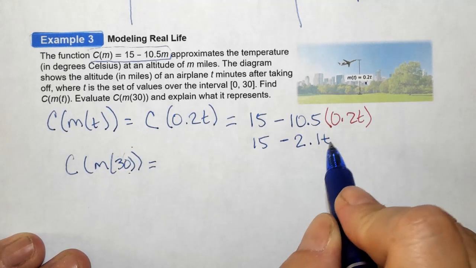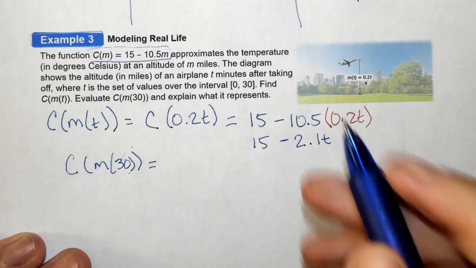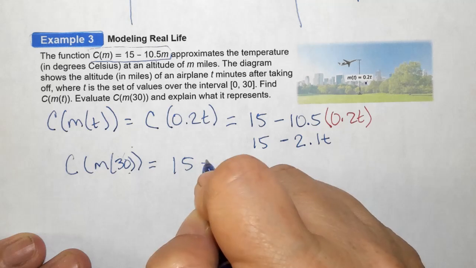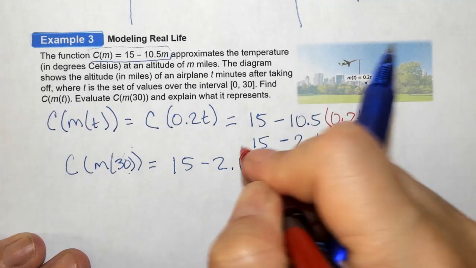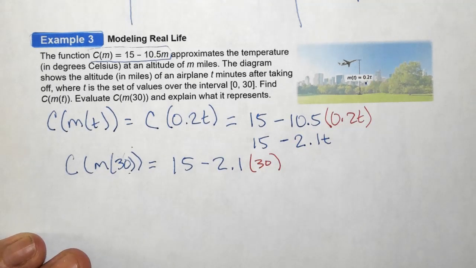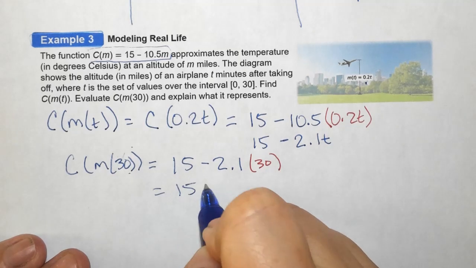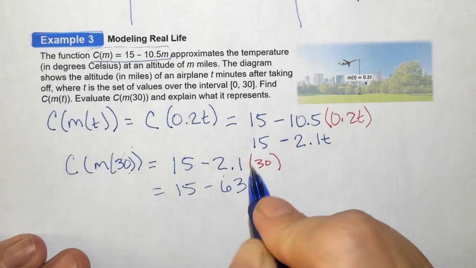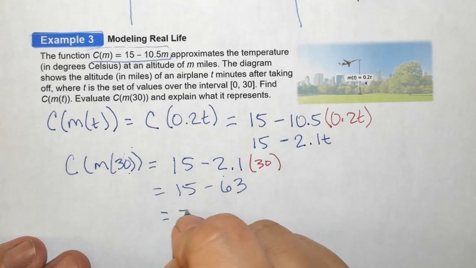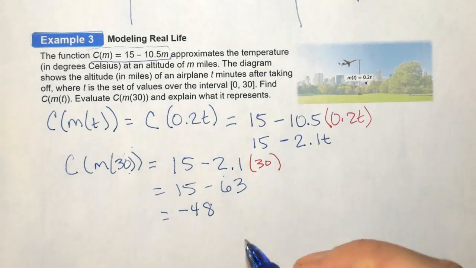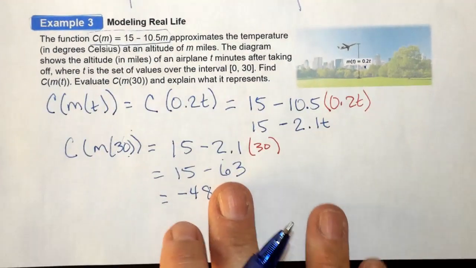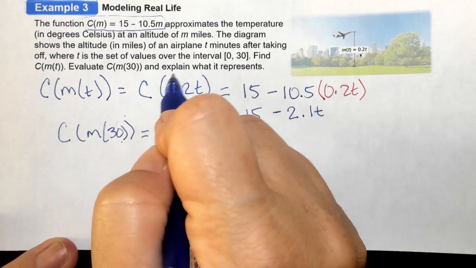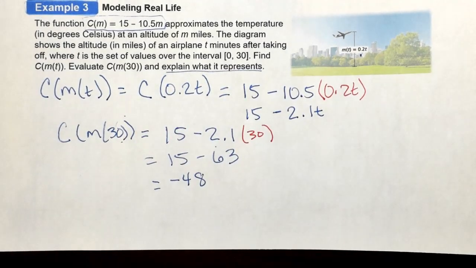All right, so remember, we're plugging in 30 for t, okay? So we have 15 minus 2.1, but instead of t, we're plugging in 30. And we're going to simplify. So then if you put in the calculator 2.1 times 30, you will get 63. 15 minus 63 is negative 48. Okay, but as always, if you have a word problem, you have to answer your question in words. You cannot just leave it like that. Plus, it said explain what it represents. So that's part of your instructions.